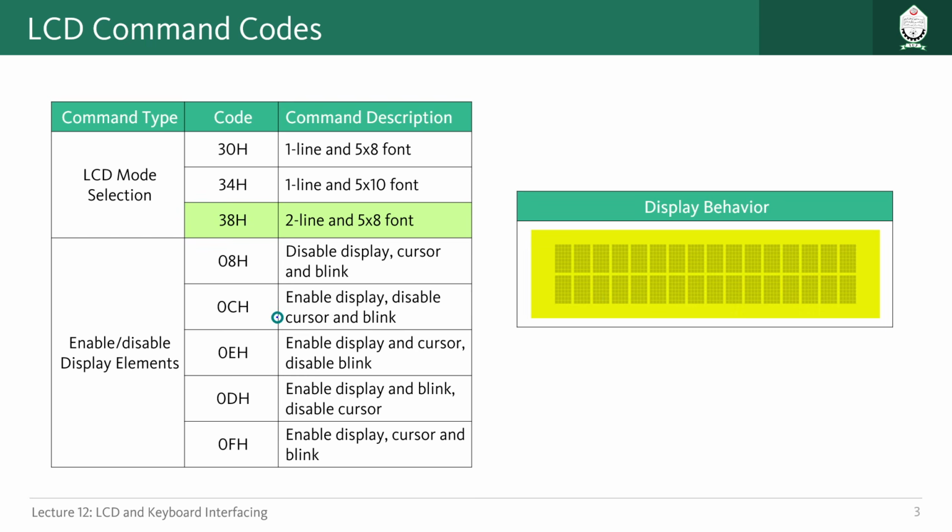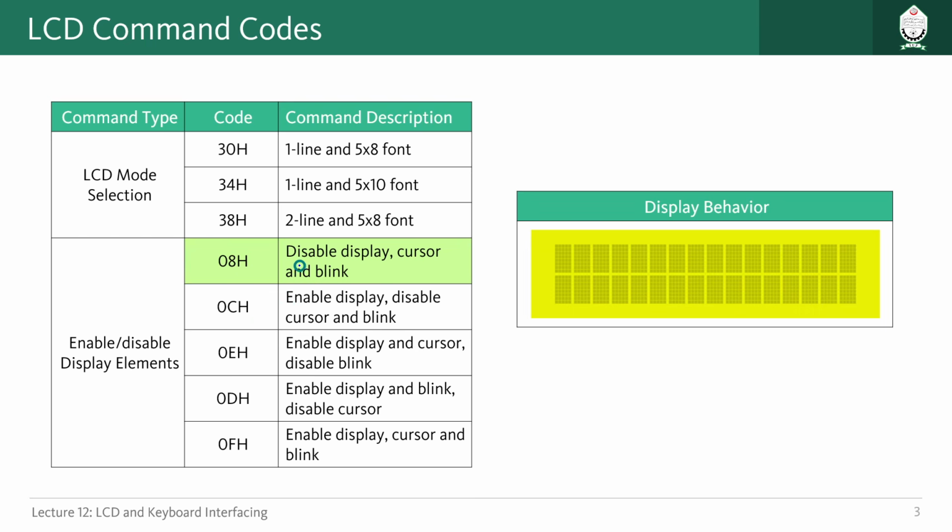Now let us look at the next one: enable or disable display element. It is also another one of those initialization codes. In most cases we will have to use those before we start writing anything onto our LCD display. There are different possibilities we can choose from, and all of them have different command codes.